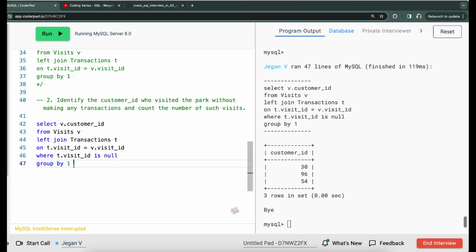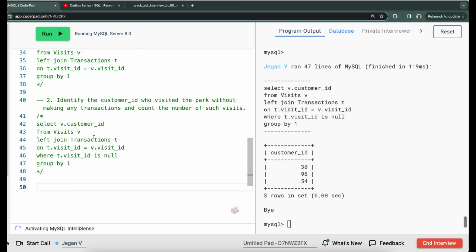So this is our second question. The key point to look at is where to use the where and where to use the and condition, and then you can use a distinct or you can use a group by. So this is our second question.